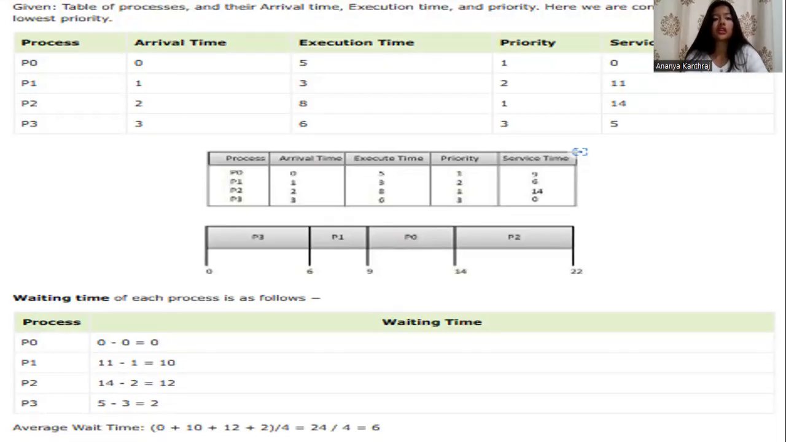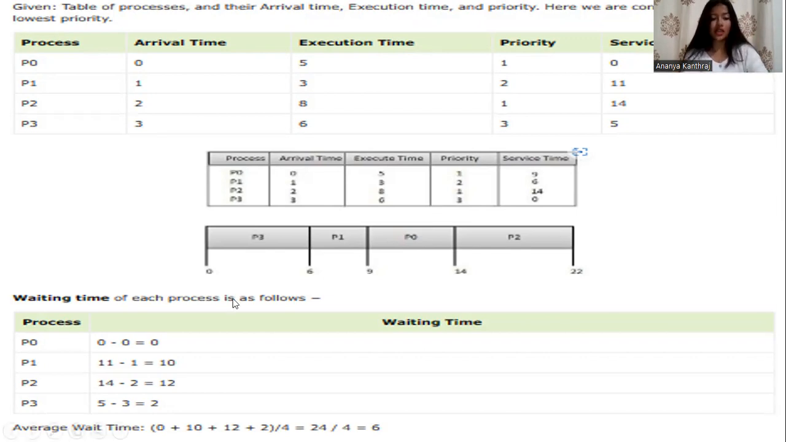So here let's look into the given processes of priority scheduling and see how to solve the problem. The number of processes is 4: P0, P1, P2, and P3. The arrival time is mentioned as follows, and the execution time, also known as the burst time, and the priority are given, along with the service time. Once we construct the timeline, we get the waiting times: P0 is 0, P1 is 10, P2 is 12, and P3 is 2.